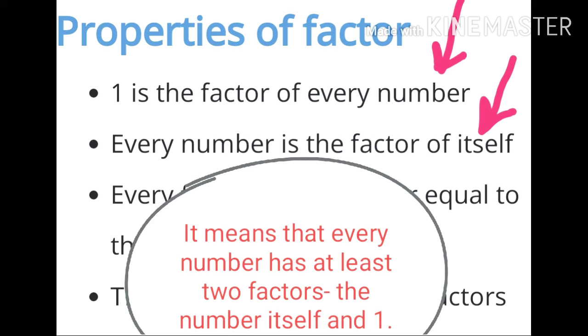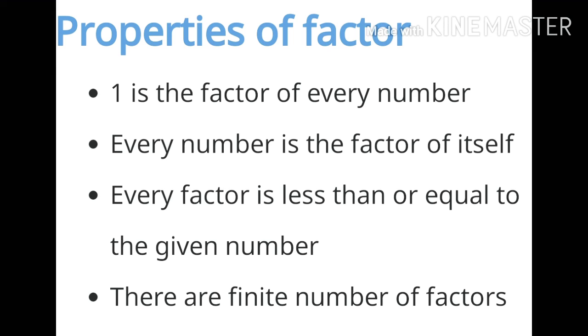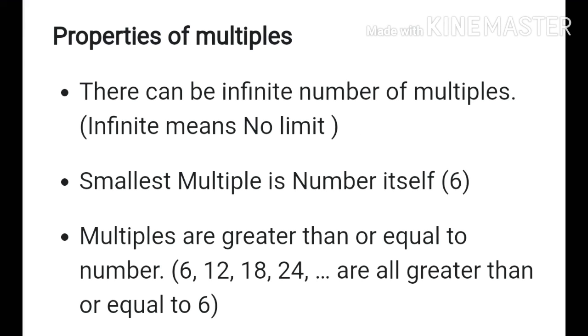1 is a factor of every number and every number is a factor of itself. What does it mean? It means that every number has at least two factors, the number itself and 1. Only 1 is such a number which has only one factor, that is 1 itself. The third point is every factor is less than or equal to the given number and there are a finite number of factors.